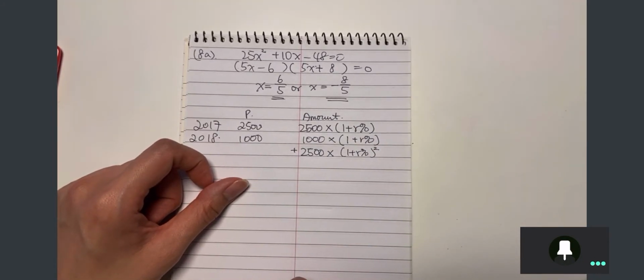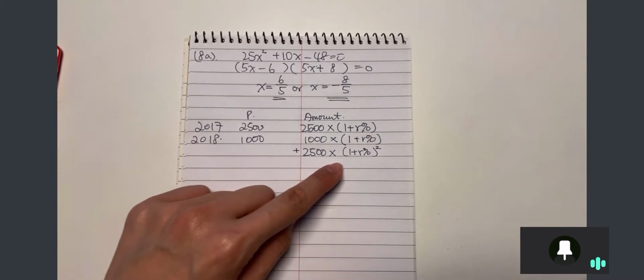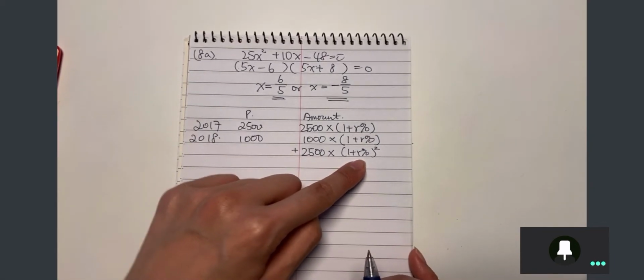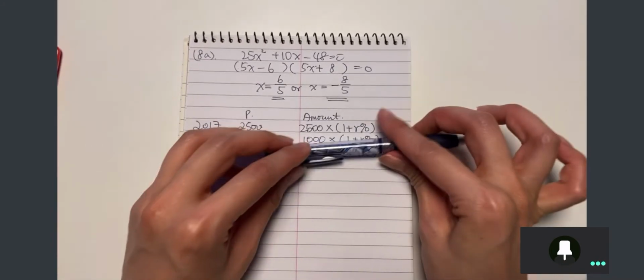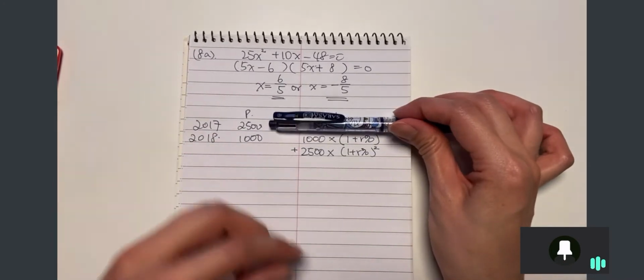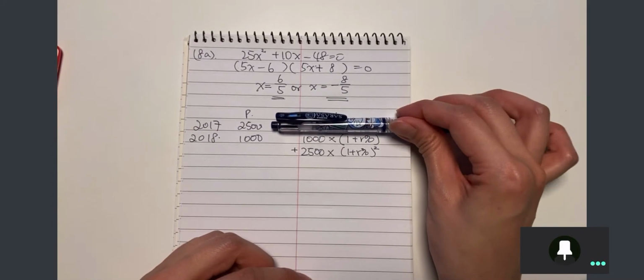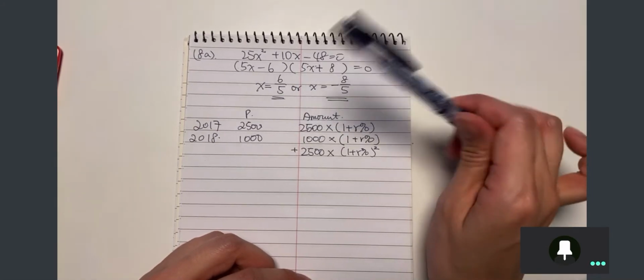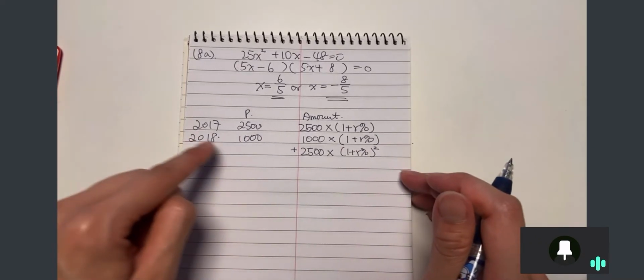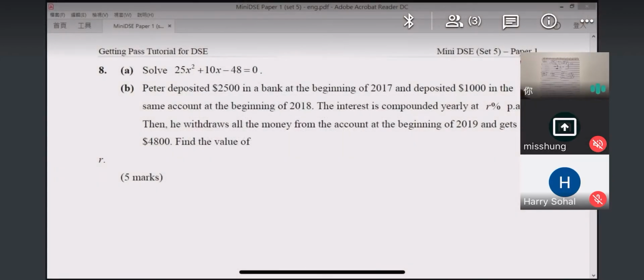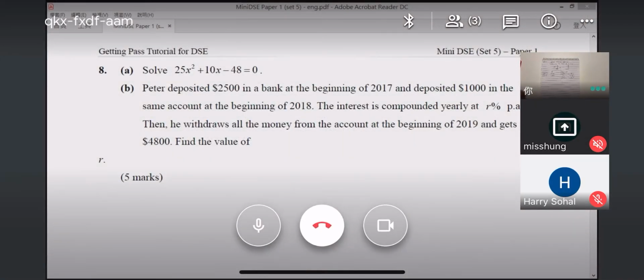Not times 2, square, because you have the second year. Okay, this is the first year. Okay, this is the second year. And then the amount you get at the end of 2018 is 400, right?